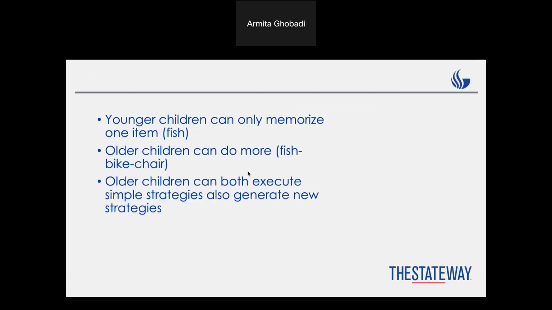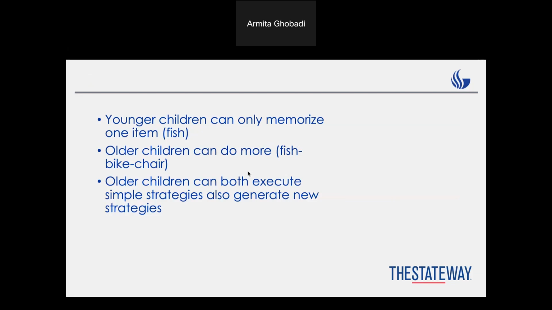So one important concept here is that younger children can only memorize one item, for example, just fish. Older children can do more. For example, they can do fish, bike, chair. And even older children can use different strategies. They can both execute simple strategies and also generate new strategies.